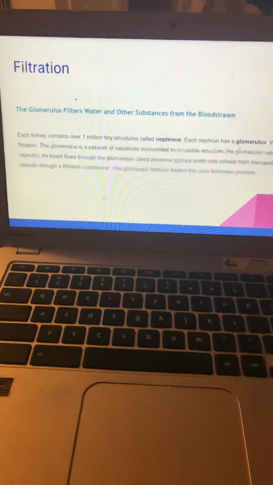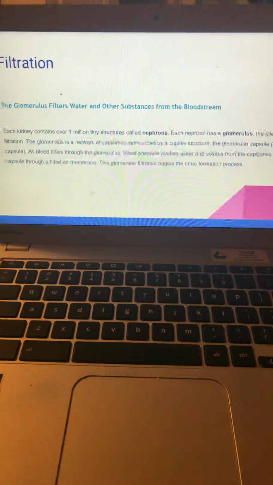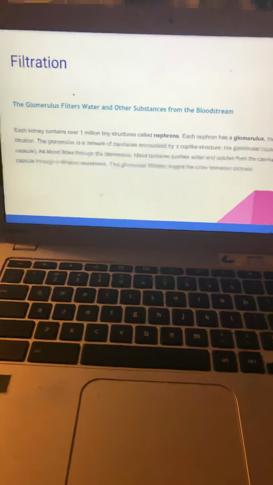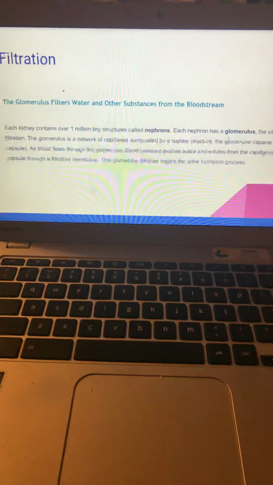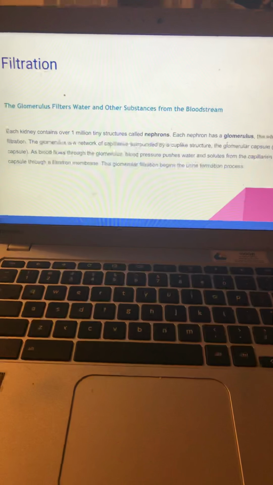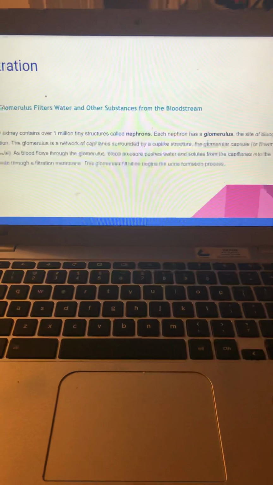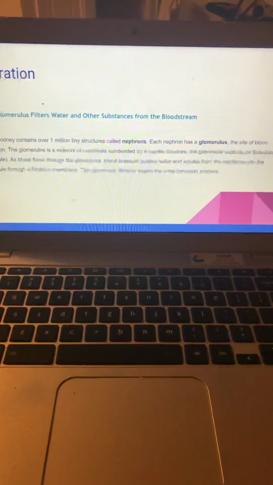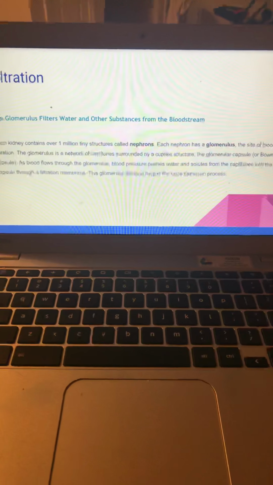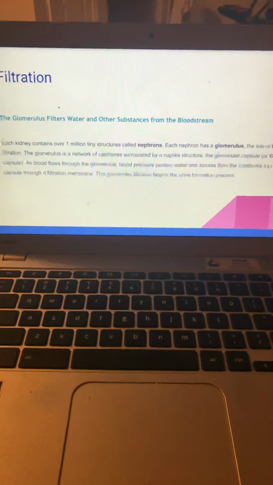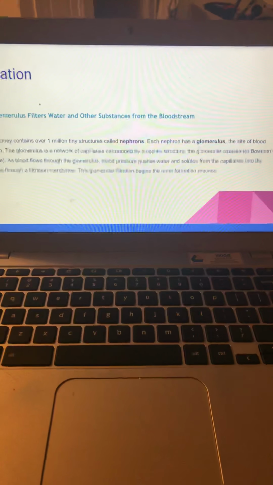The glomerulus filters water and other substances from the bloodstream. Each kidney contains over 1 million tiny structures called nephrons. Each of these nephrons has a glomerulus, which is the site where blood filtration happens. The glomerulus is a network of capillaries surrounded by a cup-like structure called the glomerular capsule, or the Bowman's capsule.